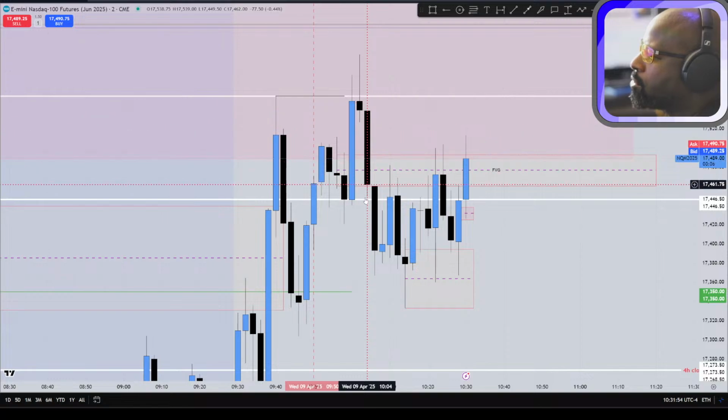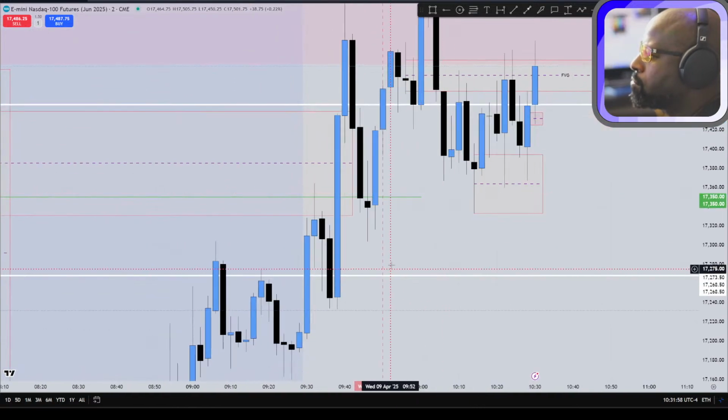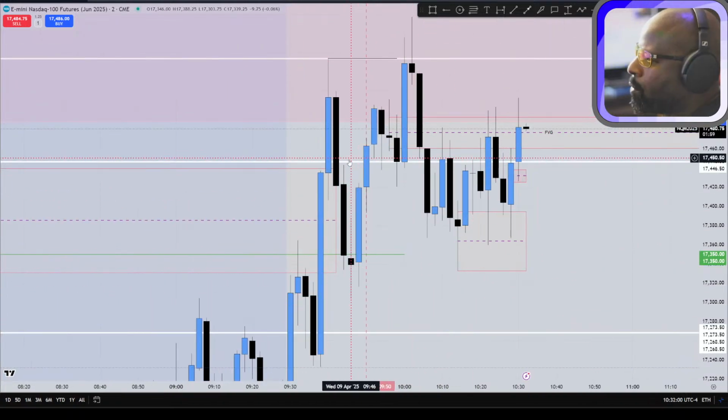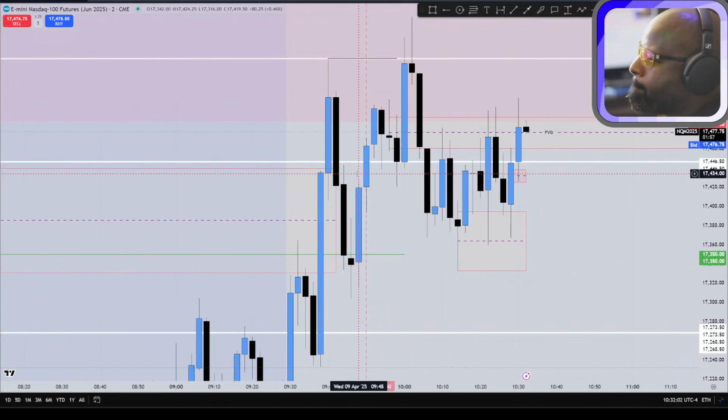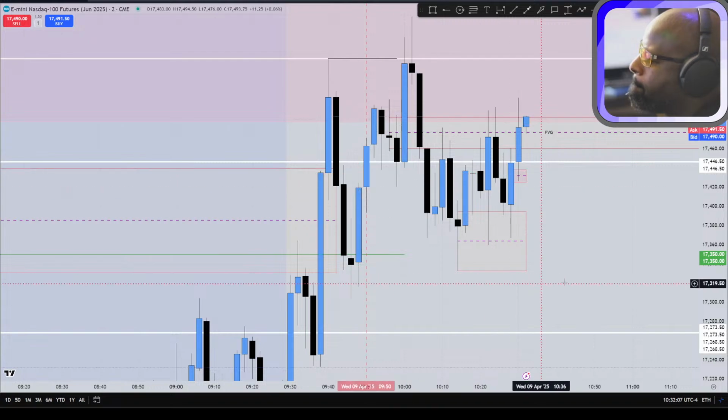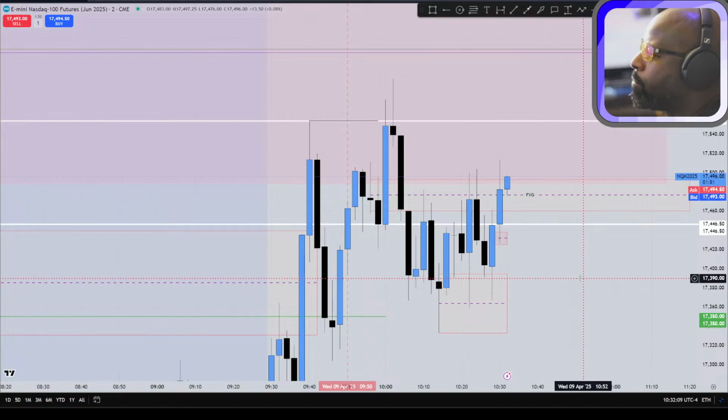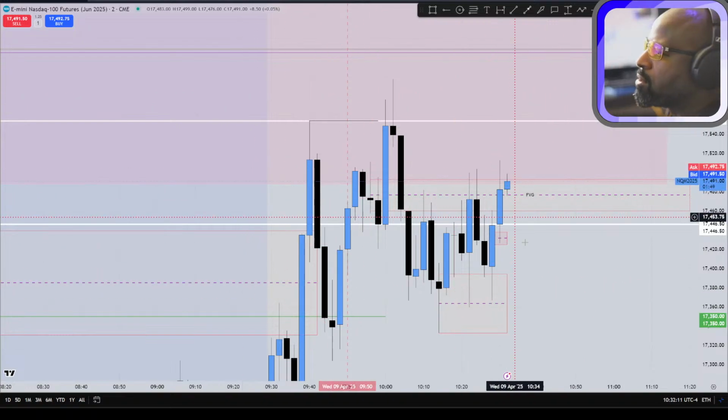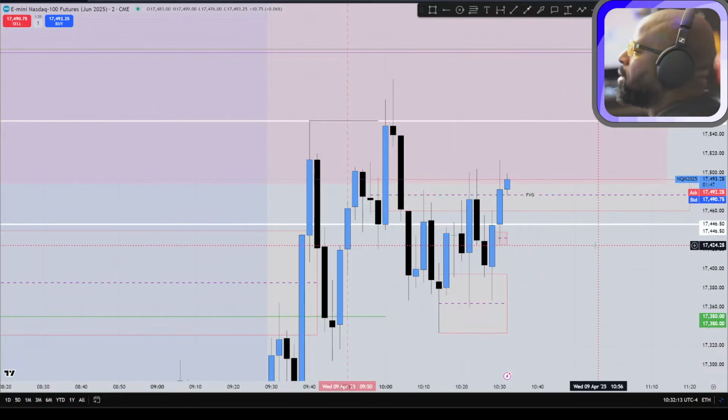On the 2 minute, these three candles are the first three candles to close below these two. There was a small gap here. Now price is struggling around in this consolidation. It has a lot to deal with.